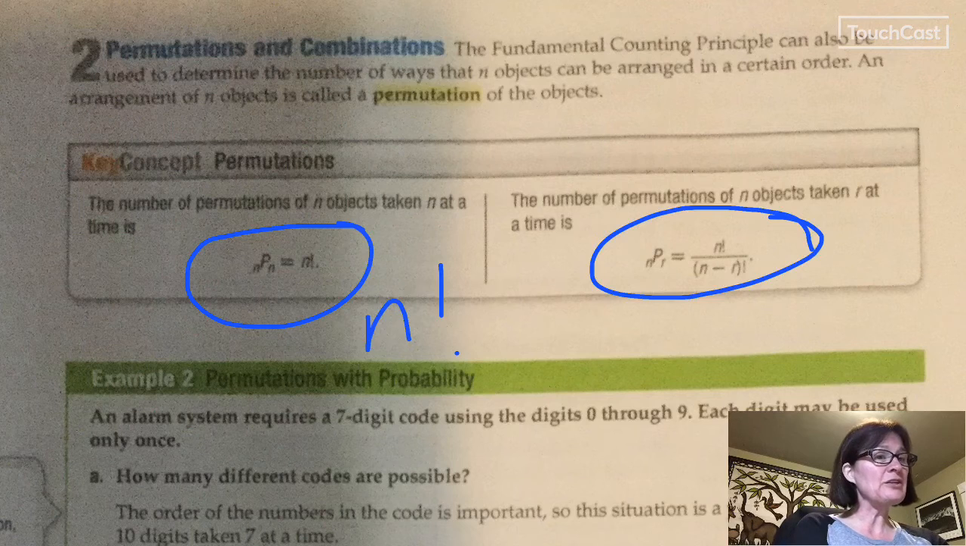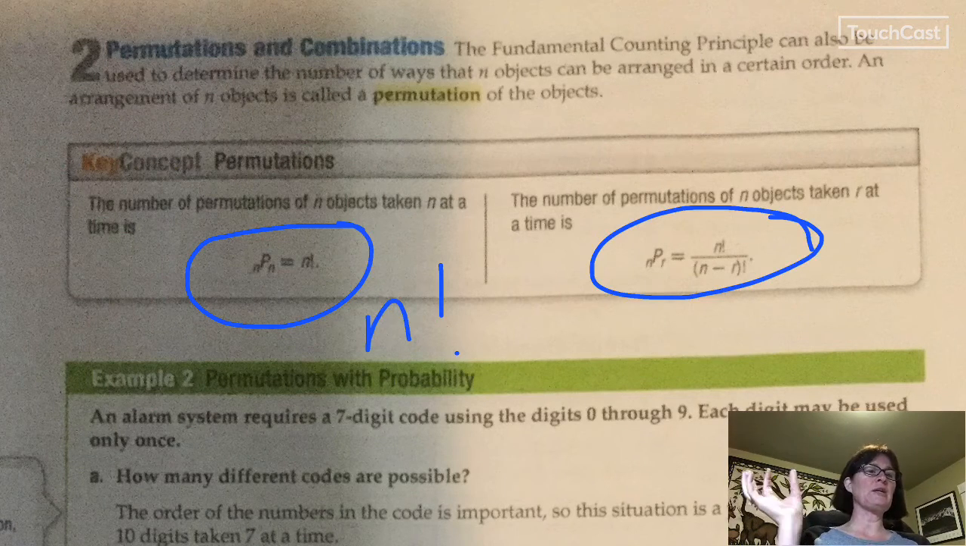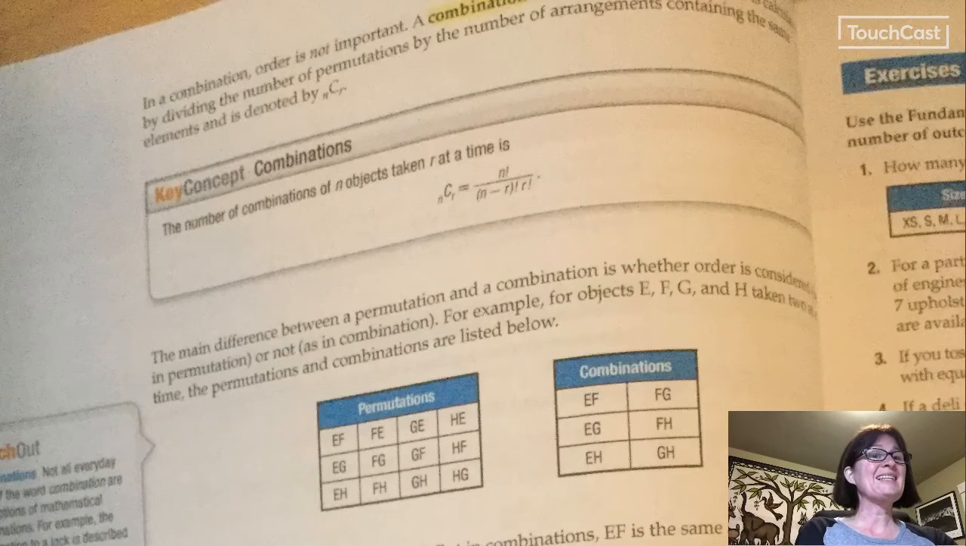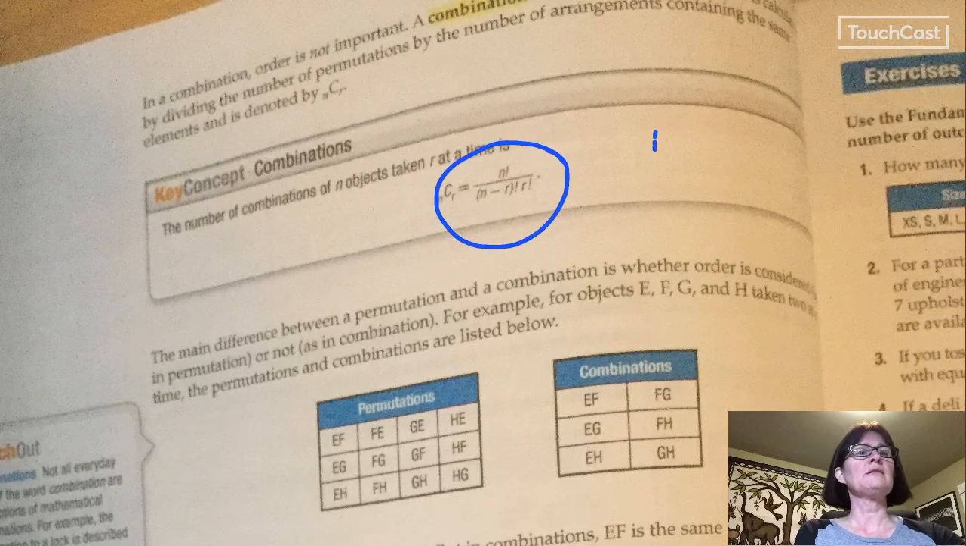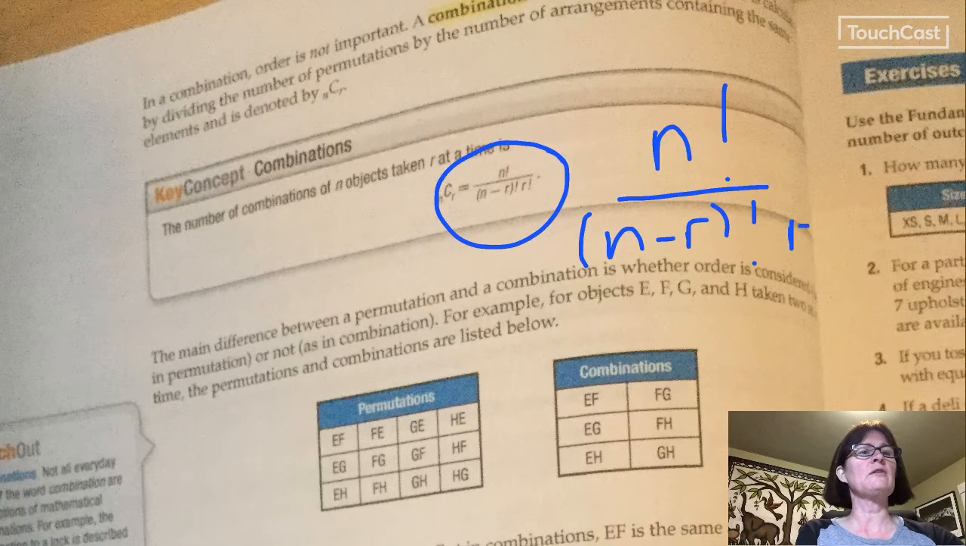For combinations, we said the order doesn't matter. If you have 10 students, you're going to pick 3 to go on a trip, and those 3 don't have any special precedence over each other, then we call that a combination, and said that there are n choose r ways to do that. That's n factorial over n minus r factorial times r factorial.